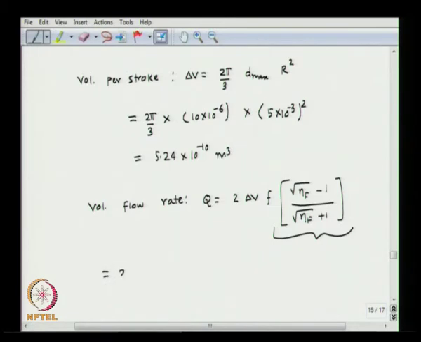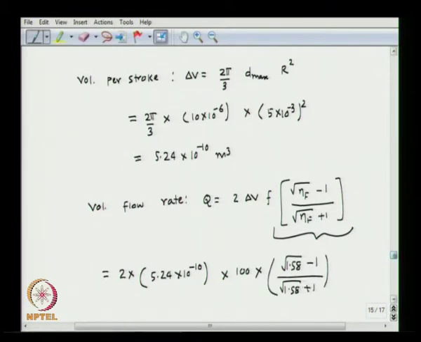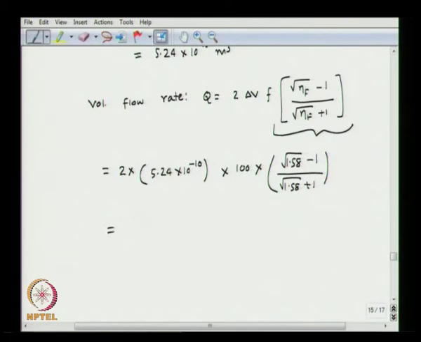So, that will be 2 into delta V we just calculated, 5.24 into 10 to the minus 10, into f, the frequency, which is 100 hertz, and the diodicity is given as 1.58, so square root of 1.58 minus 1 divided by square root of 1.58 plus 1. So, you can calculate this to be 1.19 into 10 to the power minus 8 meter cube per second, which is 715 microliter per minute.